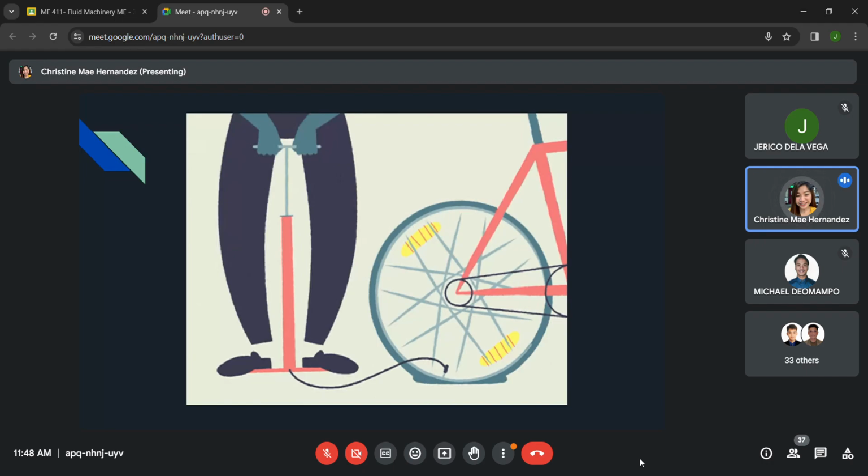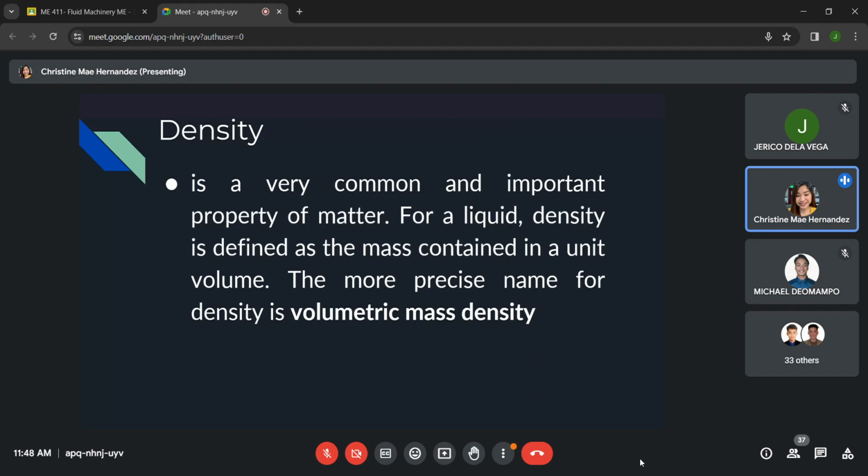Okay, next one, density. Density is defined as the mass contained in a unit volume. The more precise name for density is volumetric mass density. Density is a fundamental concept in physics and engineering. Not only is it intimately tied to the mass of an object, but density is also central to determining whether something will float when placed on the surface of a liquid or it will sink. Okay? Mag-float or magsisink.